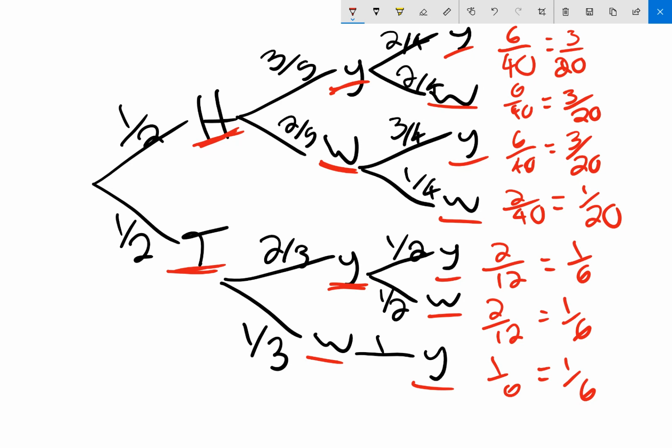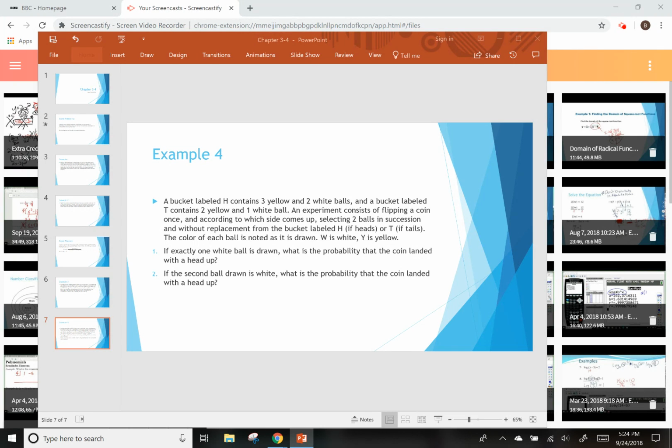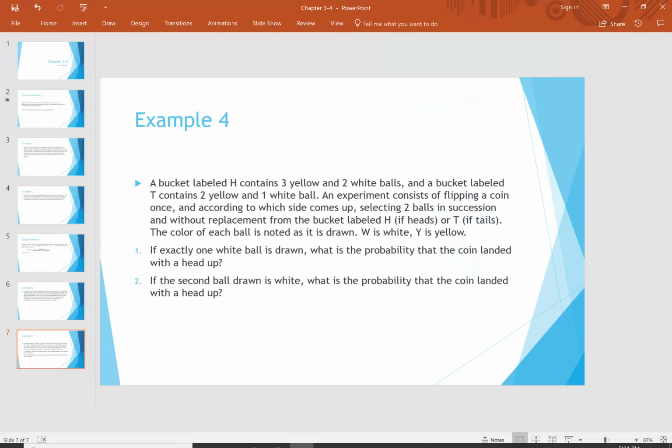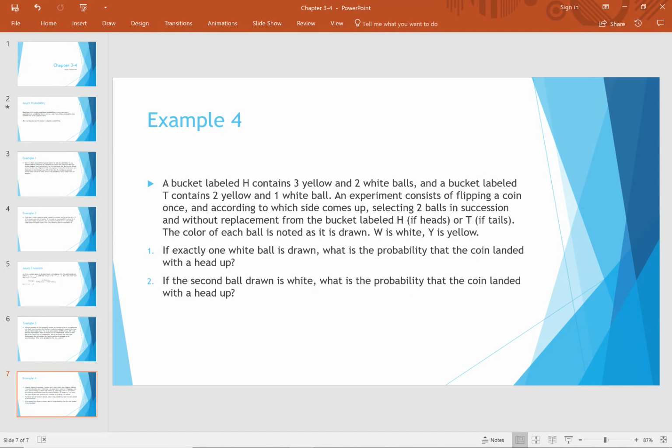But the question that we're going to answer now is, if exactly 1 white ball is drawn, what is the probability that the coin landed with a head up?